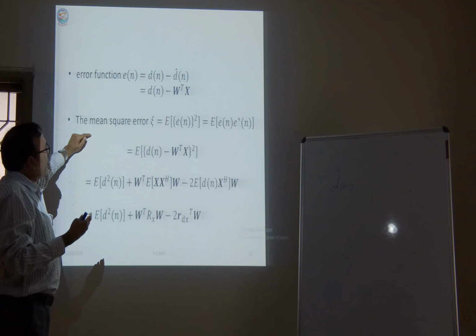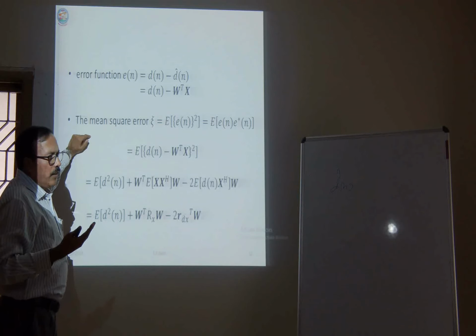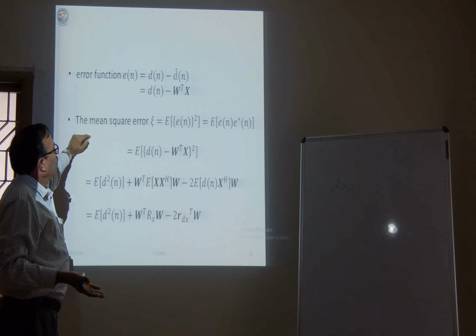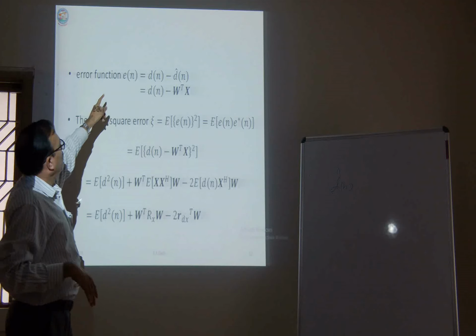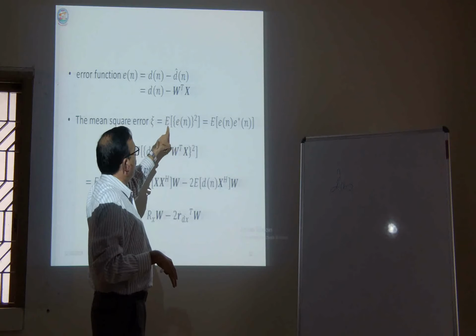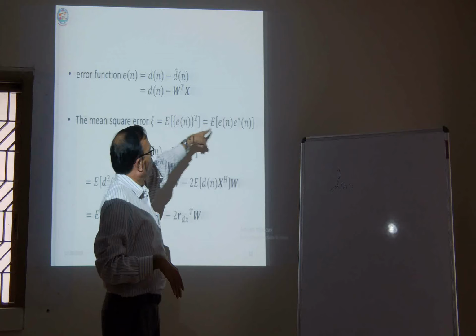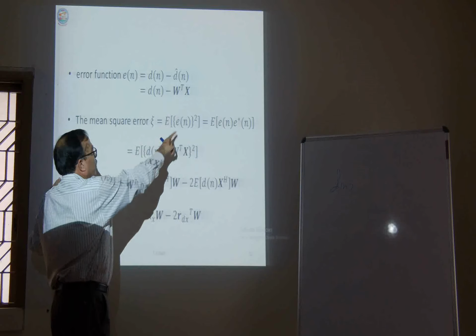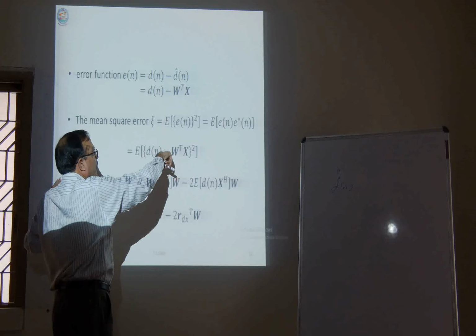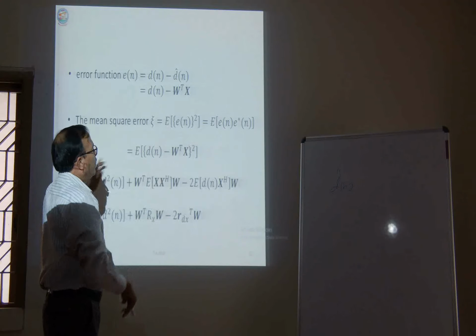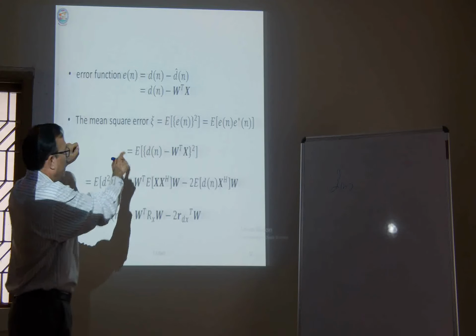So now the mean square error. So what we do? Taking the error function, we will square it, then we will find the mean. So we have taken En, squared it, then taken the expectation, that is the mean. So this is nothing but, if you put the value of En, then it is Dn minus W transpose X, squared, and then expectation.